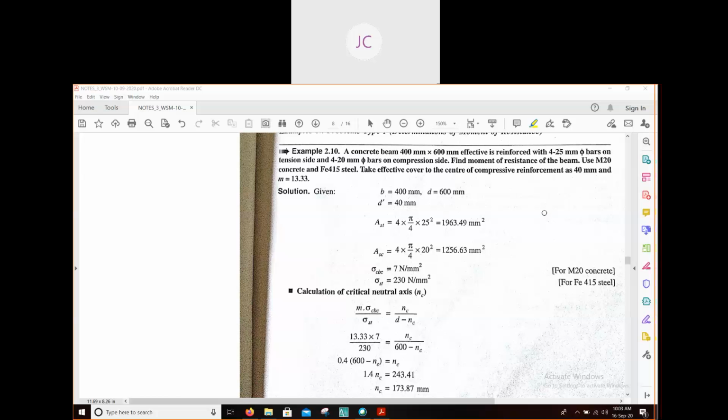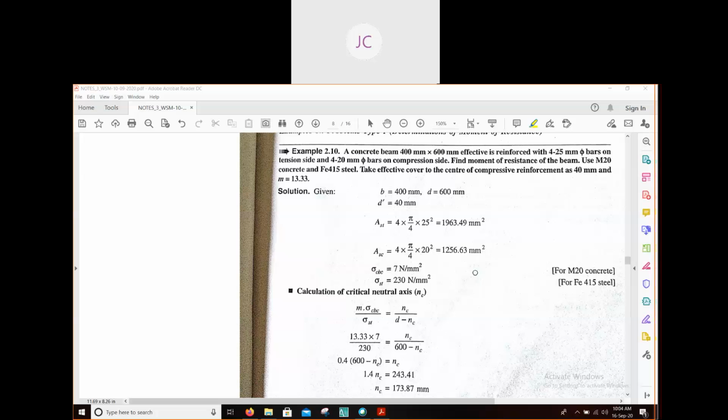All of you please read the question. The dimension of the beam is given as 400 into 600. It is reinforced with 4 numbers of 25 millimeter diameter bars. Please read the question and see the solution and try to understand. If you don't understand, then tell me and I will explain. Otherwise, same things we have solved so many times. I hope you have understood this part. Everything is very simple here.